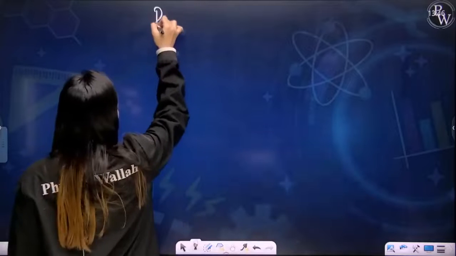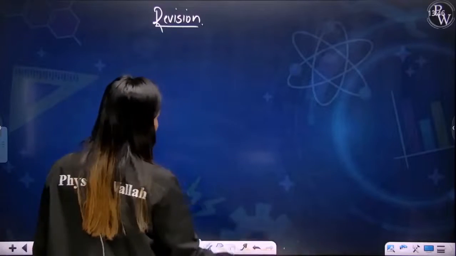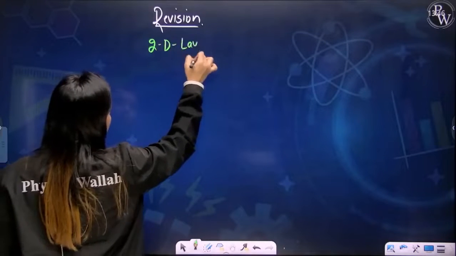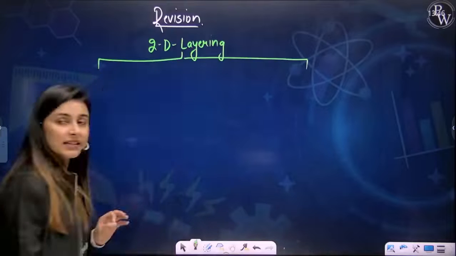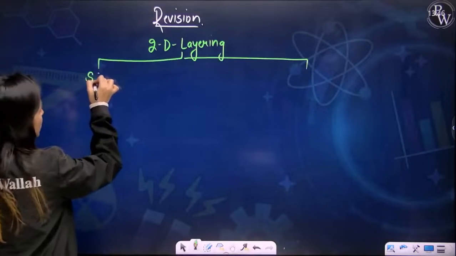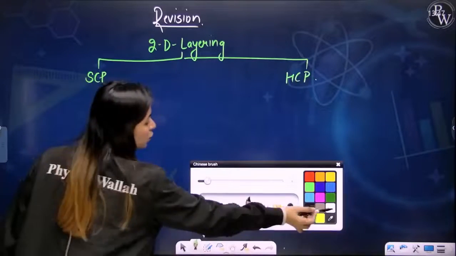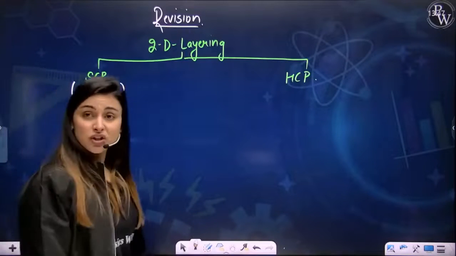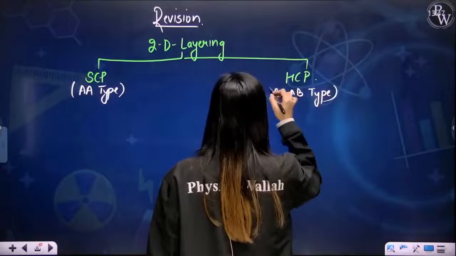So the topic would be division. Now when we revise, my dear students, what will I say? That we started from the two-dimensional lattice. When we started the layering of two dimensions, I'll say two-dimensional layering. In two-dimensional layering, I had two possibilities. Those two possibilities were either it could be a square packing or it could be an HCP packing. If it was a square packing, it would be AA type, and if it was an HCP type, it could be ABAB type. Right? Perfect. I hope you don't have any issue till now.